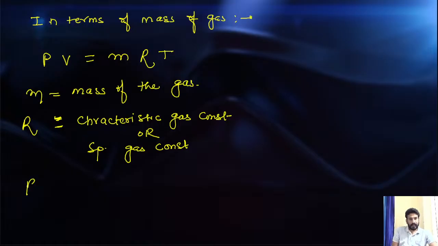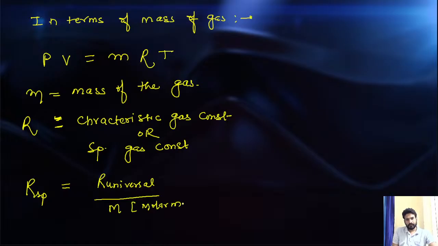My R specific gas constant is equal to R, which is my universal gas constant, divided by M. What is M? M is my molar mass of the gas. This is my R specific. This is how we calculate the R specific. Is it clear to you?